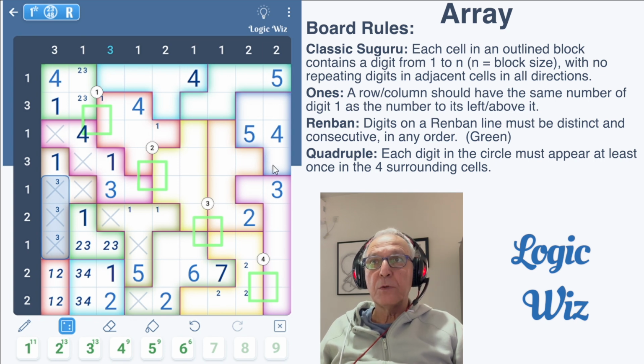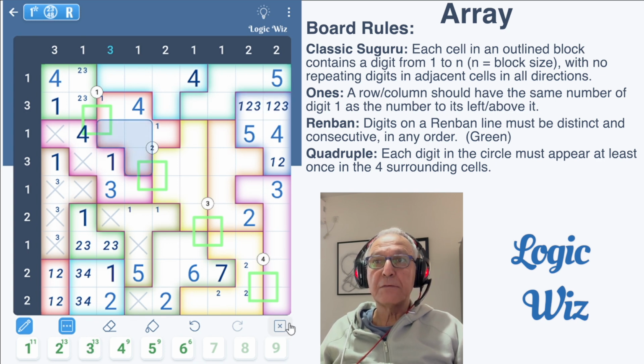Okay, let's continue. Here we cannot have a 3, so this cell can have only 1 and 2. And here we can have all the 3, 1, 2, and 3. Here now we can no longer have a 1. Let's mark it with an X.